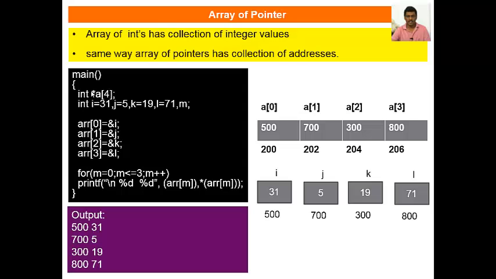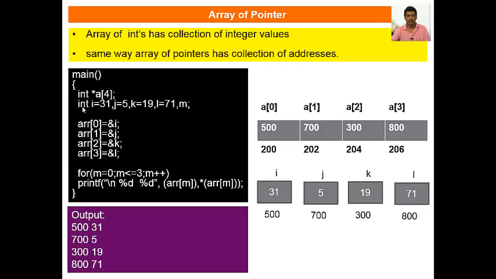Take int star a. It allocates 4 locations, but this is a pointer variable. It is a pointer array, or array of pointers. a is a pointer array. It has 4 locations. Each location is capable of storing the address of an integer variable, because it is an integer pointer array. So a of 0, a of 1, a of 2, a of 3 allocate 4 locations.